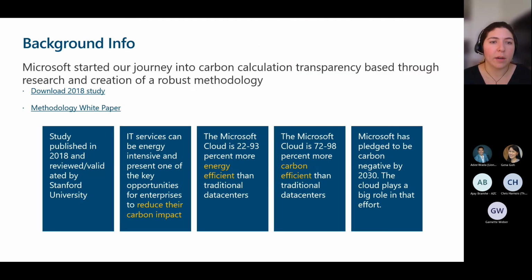So some background information again on what I talked about. Our methodology and everything is grounded in science. These are just the links to the studies. You can feel free to access them once you have access to this deck. You can check them out. Again, it kind of covers the transition from scopes 1, 2, and 3.